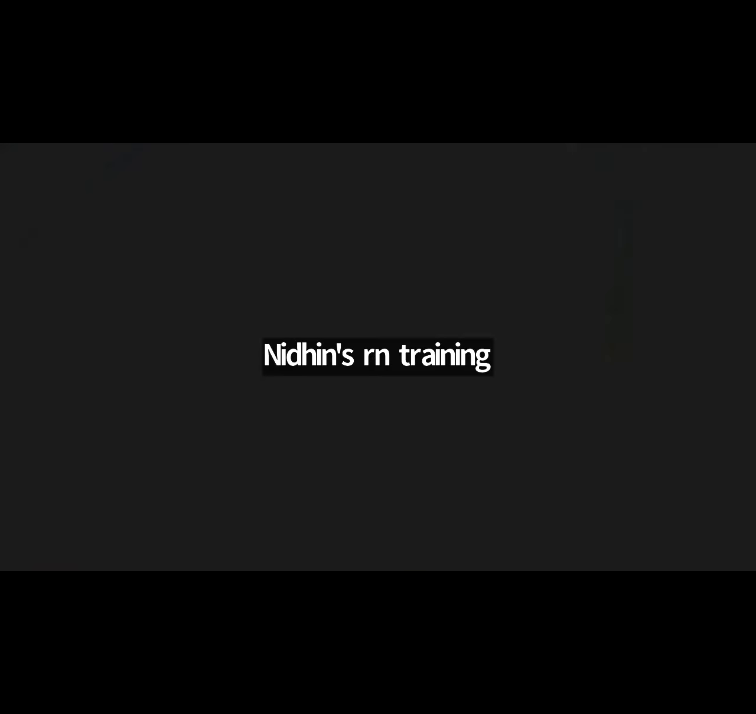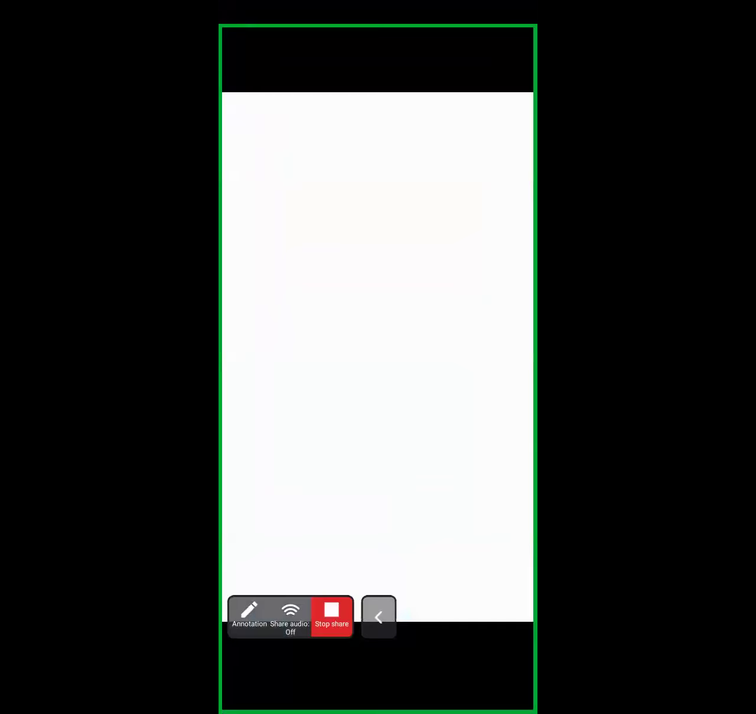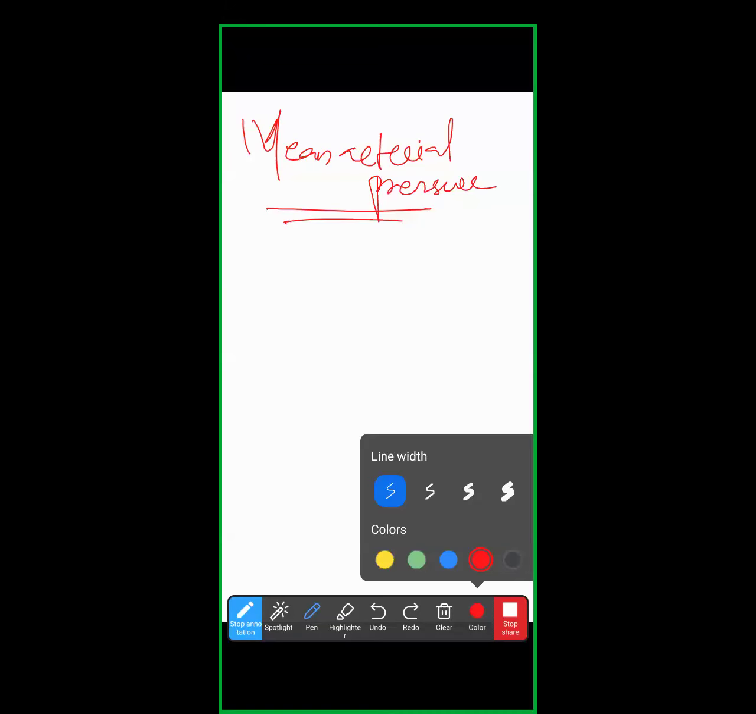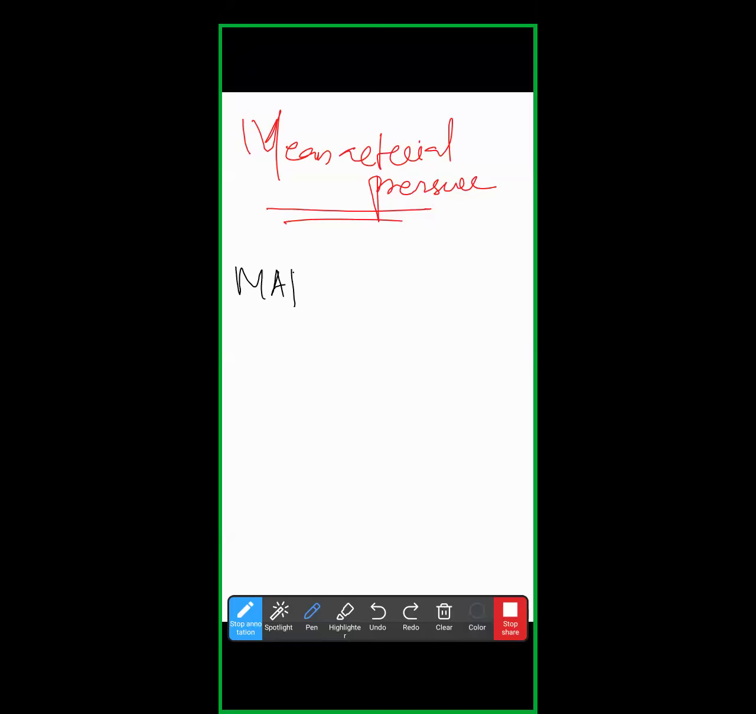Monitor MAP and pulse pressure. So you write monitor MAP. What is MAP? Mean arterial pressure. How can you monitor mean arterial pressure? What is the formula to measure the mean arterial pressure? So you write MAP equal to systolic plus 2 into diastolic pressure divided by 3.